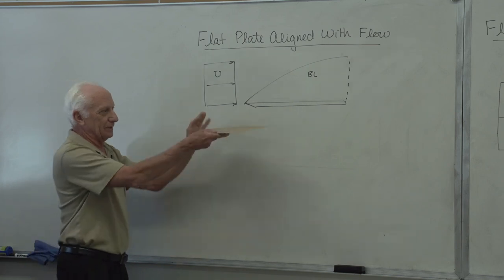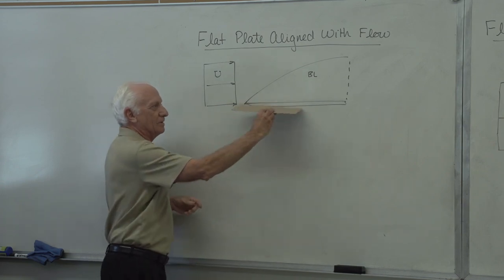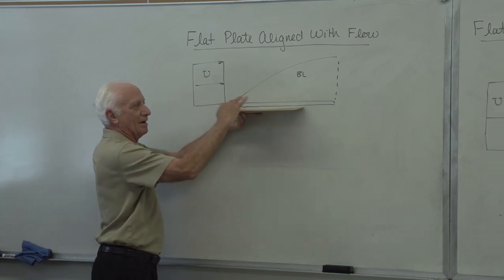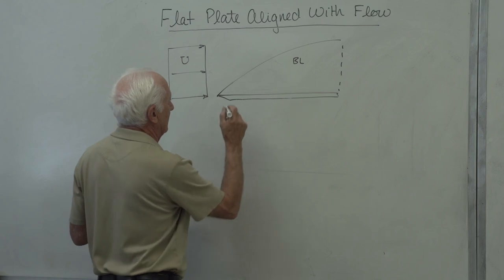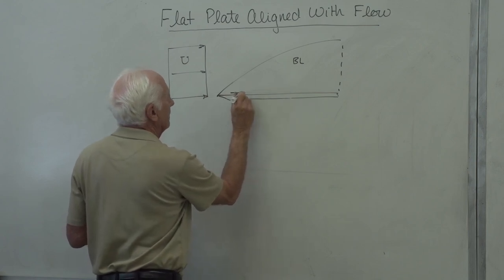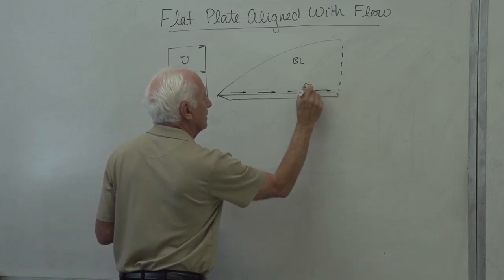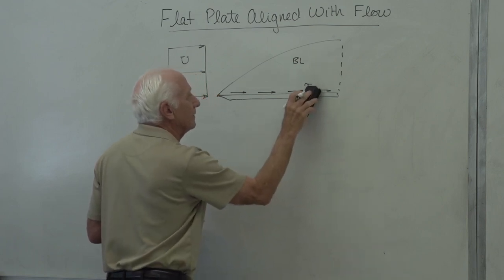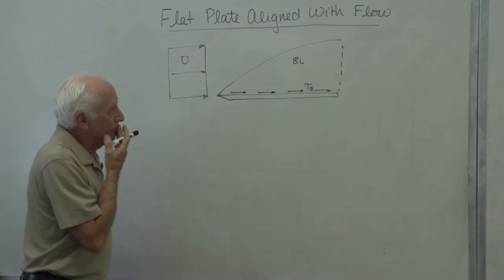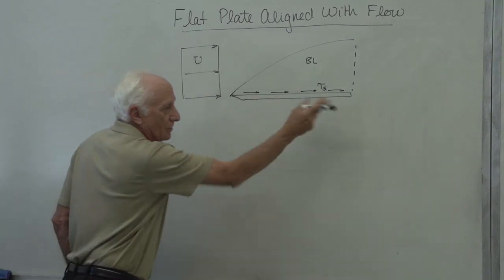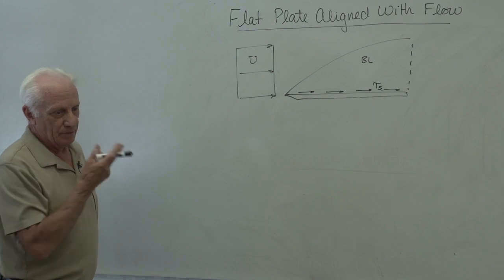here's the flat plate, here's the flow. There's a fan in back of me, a floor fan. It's blowing air over the top surface of that plate. Okay, boundary layer builds up. There's a drag force. What causes the drag force? Skin friction. So we have our skin friction, tau sub s. Let's just show that. And we integrated the skin friction over the length of the plate, and that gave us the drag force. Tau sub s times W dx, where W is the plate width.